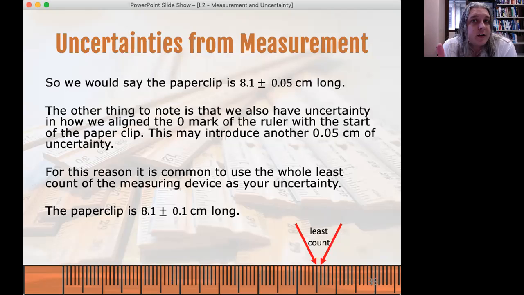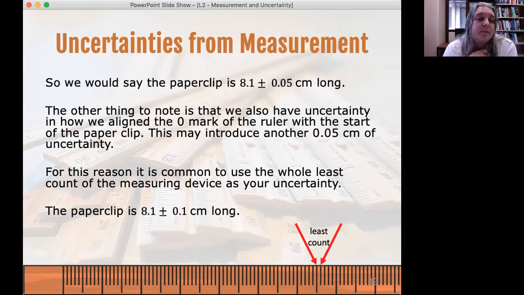That might make you think that you could be up to 0.5 millimeter bigger or smaller, and you might think your uncertainty should be 0.5 millimeter. But remember that you also chose where to line up the start of the paperclip with the start of the ruler. And that introduces another 0.5 millimeter of uncertainty. So because you've got a 0.5 millimeter at the end and a 0.5 millimeter at the other end, that means you've got a total uncertainty of 1 millimeter.